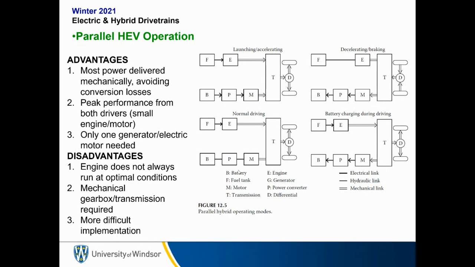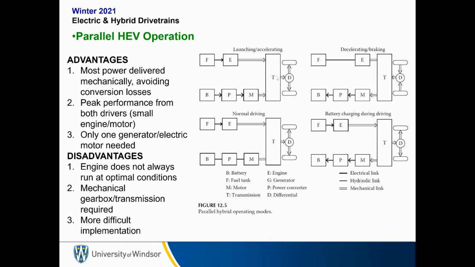What about parallel hybrid electric vehicles? This is where the internal combustion engine or the electric motor can drive the wheels independently. The advantages: the most power delivered mechanically, avoiding conversion losses. So the internal combustion engine delivers it right to the drive wheels. We get peak performance from both drivers. In other words, we can drive both the internal combustion engine and the electric motor at the same time, giving an even higher peak performance. So a lot of hybrid vehicles that are performance oriented use parallel hybrid operation.